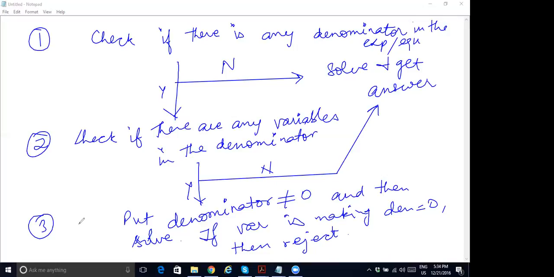I'll try and follow this. Variables in denominator. How do I deal with those?